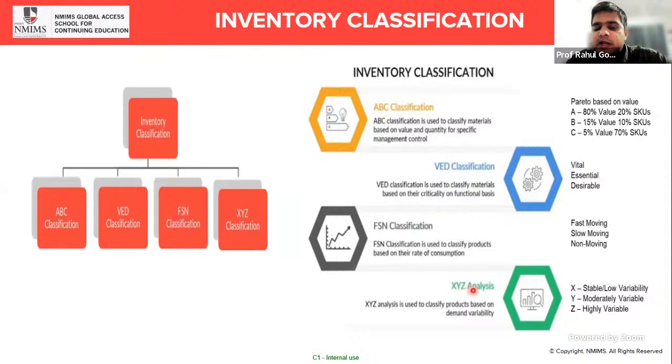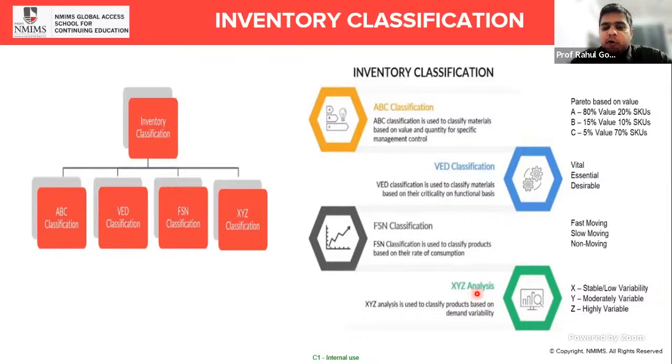So Z class SKUs are those SKUs which are highly variable, right? And X class SKUs are those which are stable, which are easy to predict, right? And they are basically dependent on the inherent variation in the demand. So we analyze the last 6 months or 12 months of data, and we calculate something called a coefficient of variation, which is basically a ratio between standard deviation and the mean. And if this coefficient of variation is small, within a certain range, we call it a pretty stable SKU and easy to forecast, right?